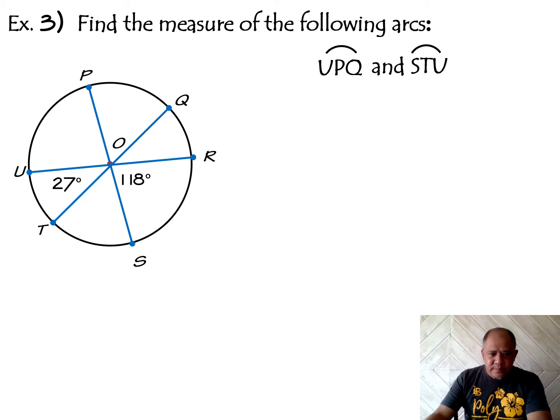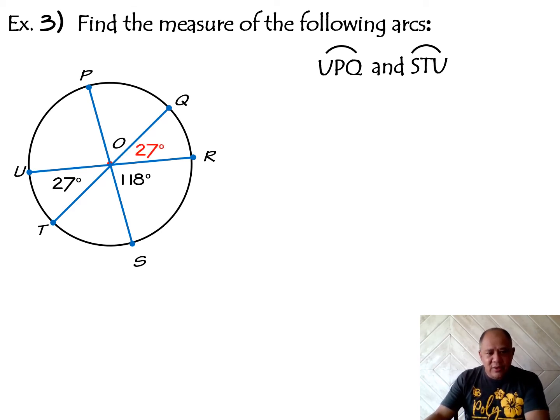Okay, so let's go ahead and apply the arc addition postulate to example 3. It says, find the measure of the following arcs, UPQ and ST. So far we're given two arcs. We're given UT, which is 27, and we're given RS, which is 118. Using this, we remember the vertical angles are opposite and equal to each other, so you can find these. Let's go ahead and do that.